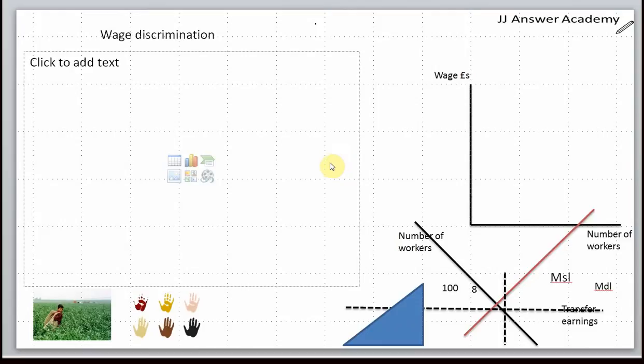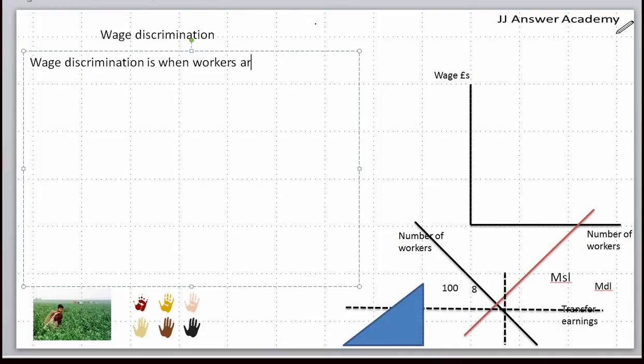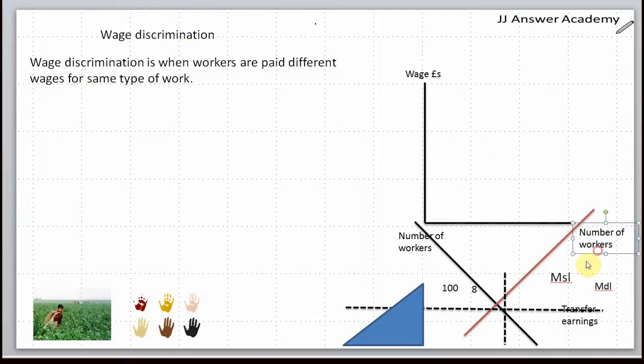In this video, we are going to learn about wage discrimination. So what is wage discrimination? Wage discrimination is when workers are paid different wages for the same type of work. So how does this happen? Let's have a look at this diagram over here to work on it.